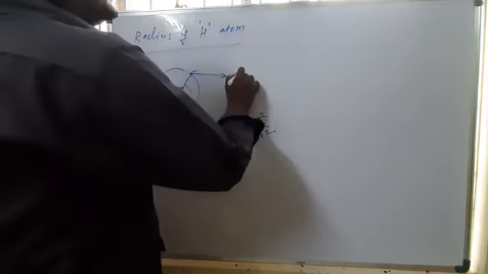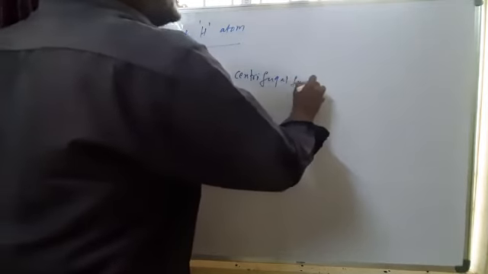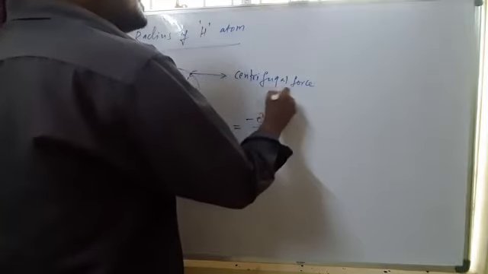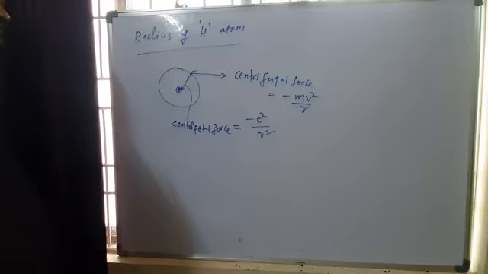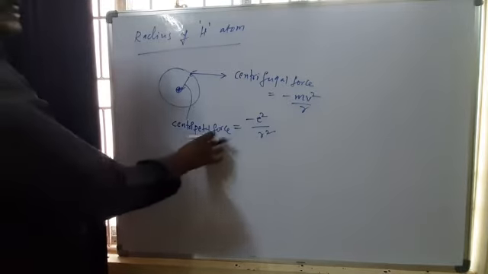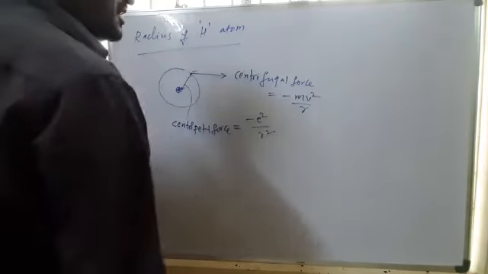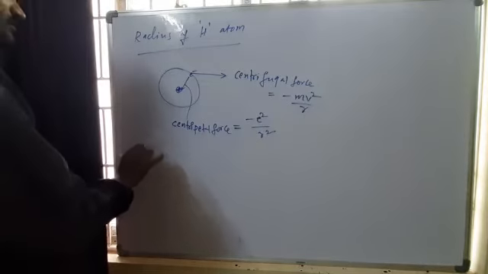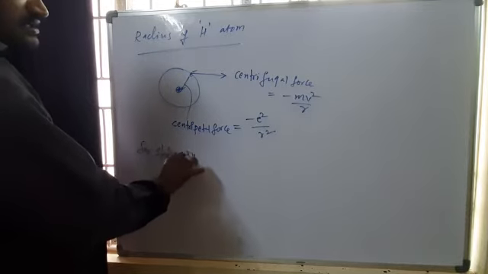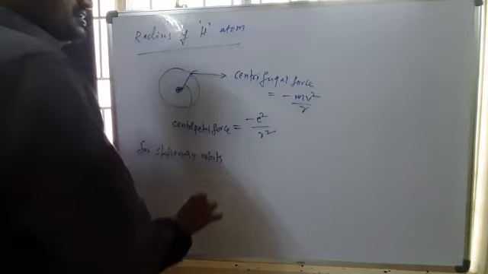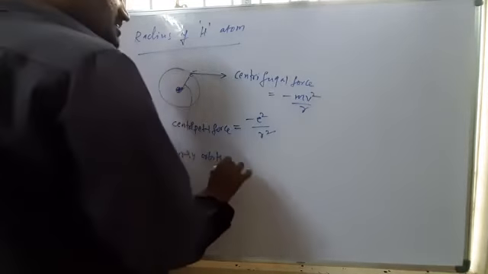That force is equal to minus mv square by r. So this is the centripetal force, which tries to pull the electron inside, and the centrifugal force tries to pull the electron outside. But in stationary orbits, both values are equal. So the electron remains in the energy level.